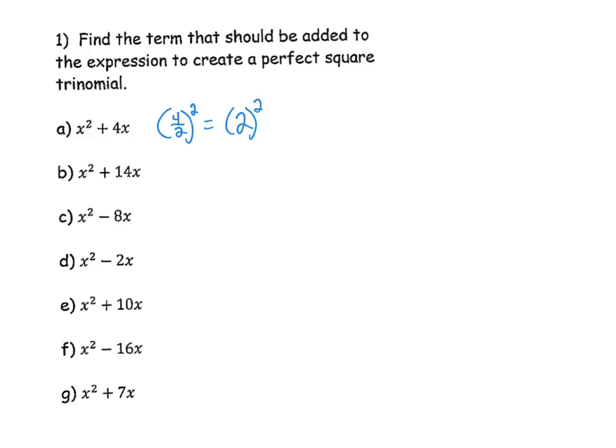So go through all the way to G. Cut b in half. 14 divided by 2 squared. 7 squared. Practice b divided by 2 squared. Oh, a negative is totally fine. Negative 8 divided by 2 squared.